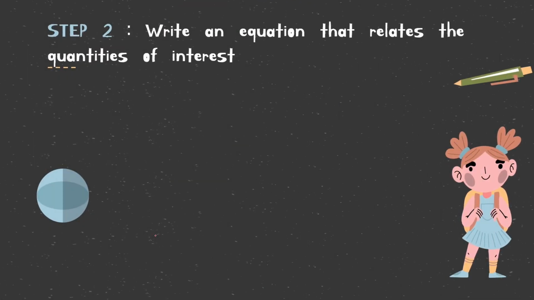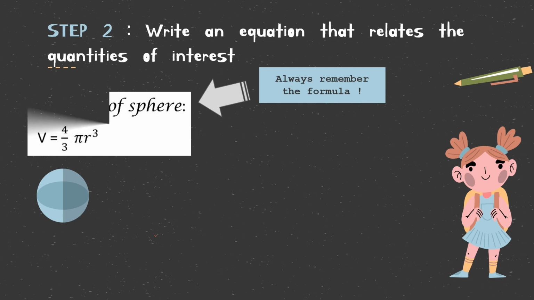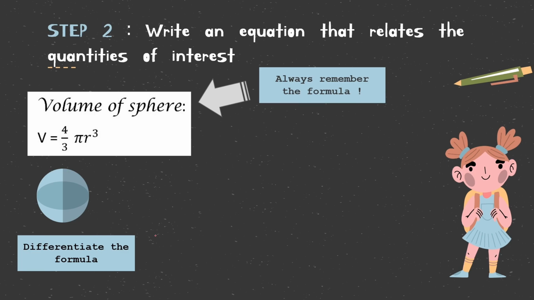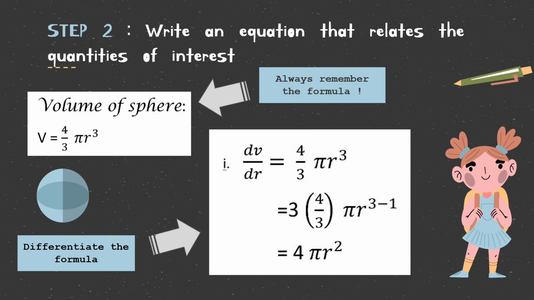The next step, write an equation that relates the quantities of interest. In this step, we must always remember the formula. So I will tell you, the formula for volume of a sphere is V equals 4 over 3 pi r cubed. Then, we have to differentiate the formula. Let me show you how to solve it. The first step is, we have to write V equals 4 over 3 pi r cubed. In this step, we just have to copy back the formula.